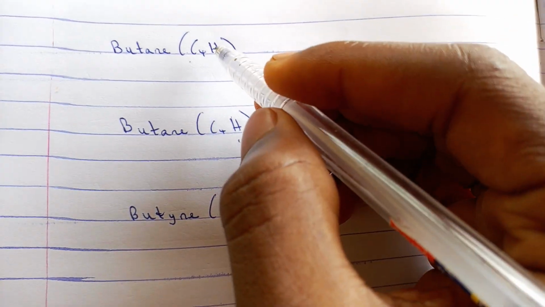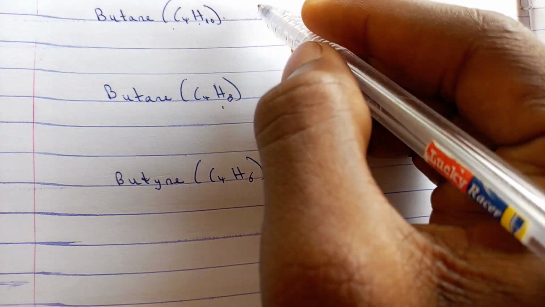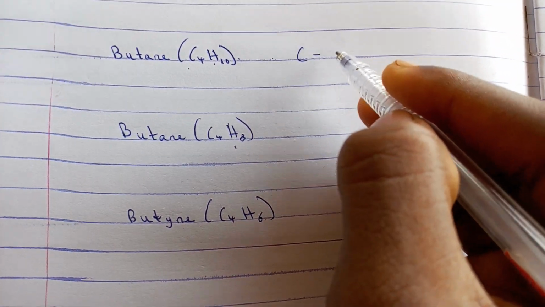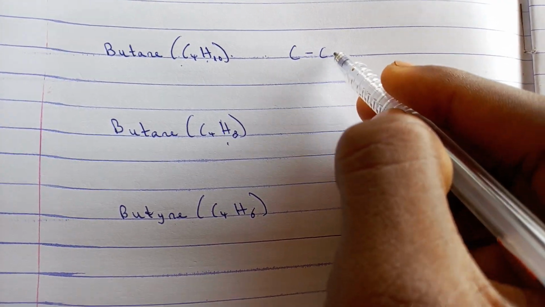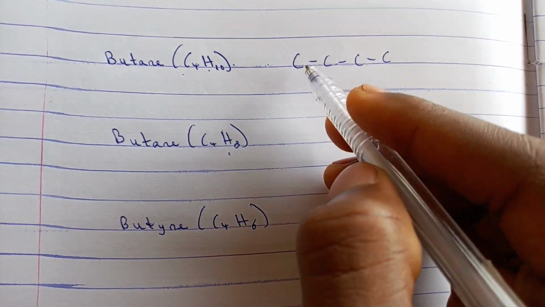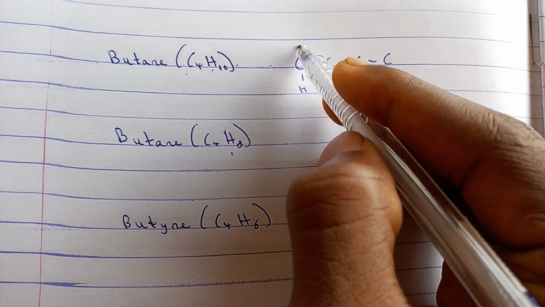I hope I'm clear. So if you have to draw butane now, all you have to do is write out the number of carbons first. You know butane is 4 carbon, so write out the number of carbon, 4. So we have 4 carbon. Now we have 10 hydrogens. Now we'll fix our 10 hydrogen around these carbons.